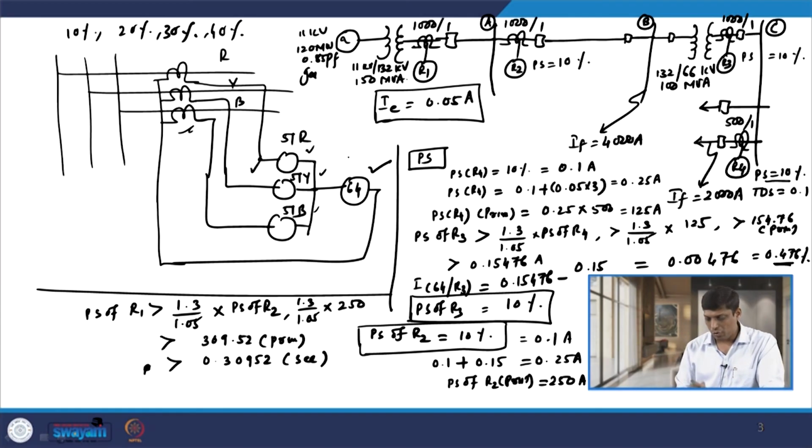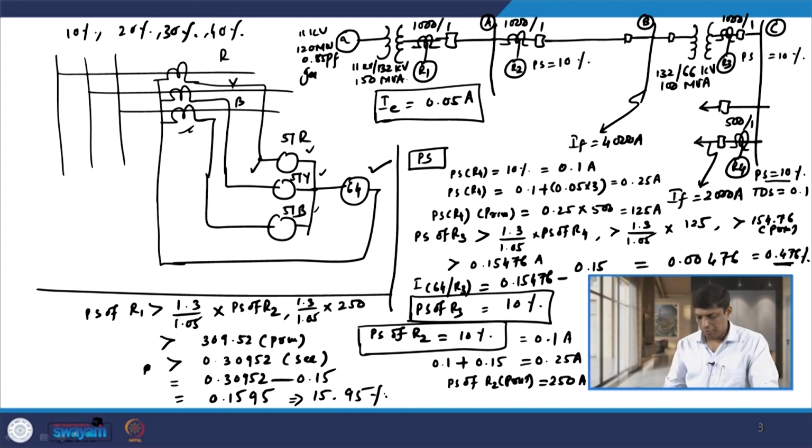So, what is the current that flows through relay 64, the R4 ground relay? That is nothing but 0.30952 minus the CT excitation current of 3 line CTs, 0.15. So, this comes out to be 0.1595. In percentage it should be 15.95 percentage. So, the plug setting of R1 should be greater than 15.95 percentage. So, we can select the higher range available, that is 20%. So, the plug setting we can select for R1 is 20%. Let us write down the plug setting here, that is 20%.